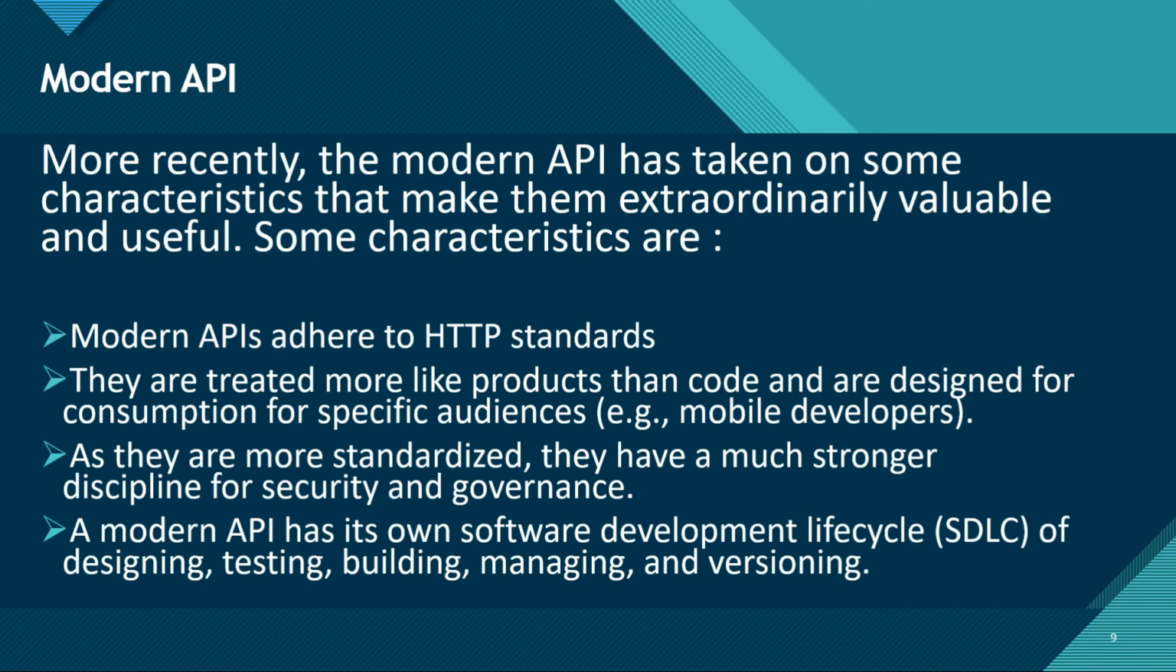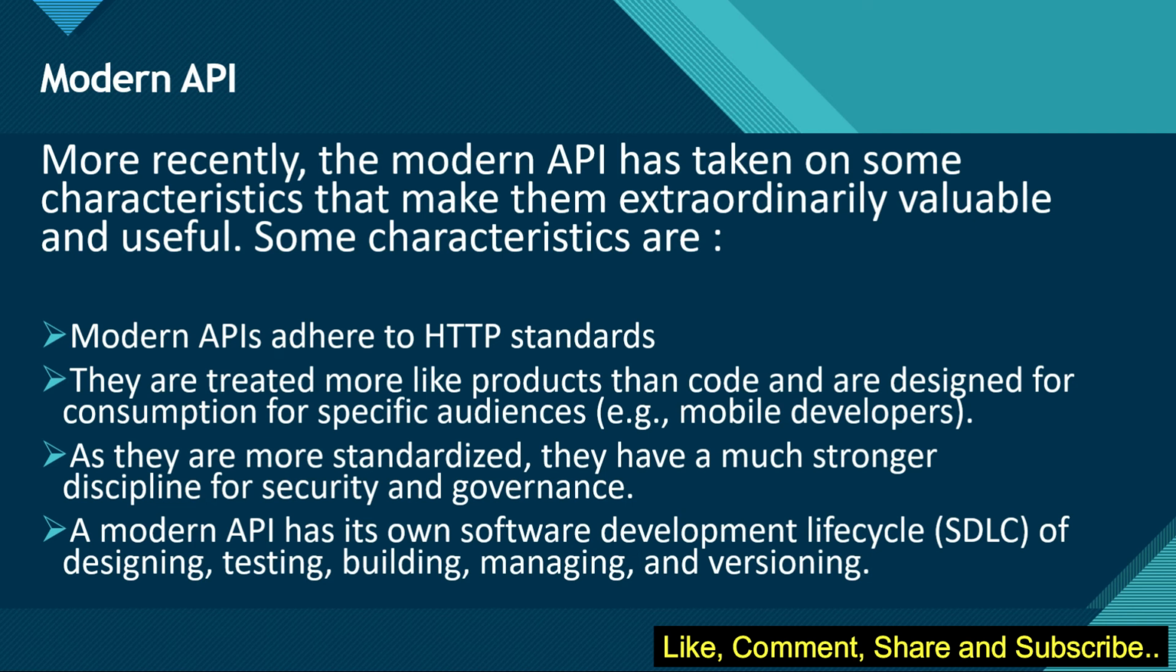Now let's talk about some modern APIs. More recently, modern APIs have many characteristics that make them extraordinarily valuable and useful. Some of these characteristics are that these APIs adhere to standard HTTP protocols. They are treated more like products than like code. And as they are more standardized, they have a much stronger discipline for security and governance. And a modern API also has a software development cycle of designing, testing, building, managing, and versioning.